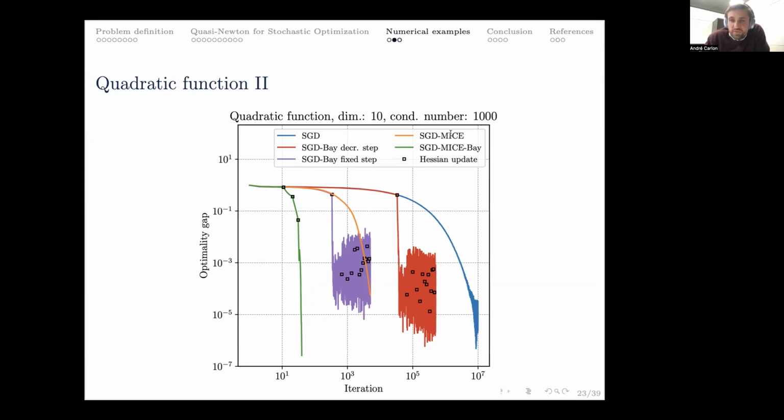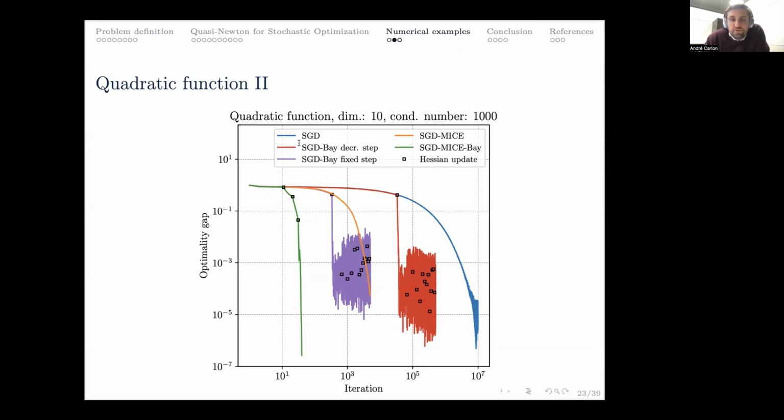And if on top of SGD-MICE, we also use our approach, our Bayesian Hessian preconditioner, where each update here is denoted as these black squares, we can see really fast convergence in something like 30-something iterations here, which in comparison to 10 million is a good improvement. And also, we get a bit farther.